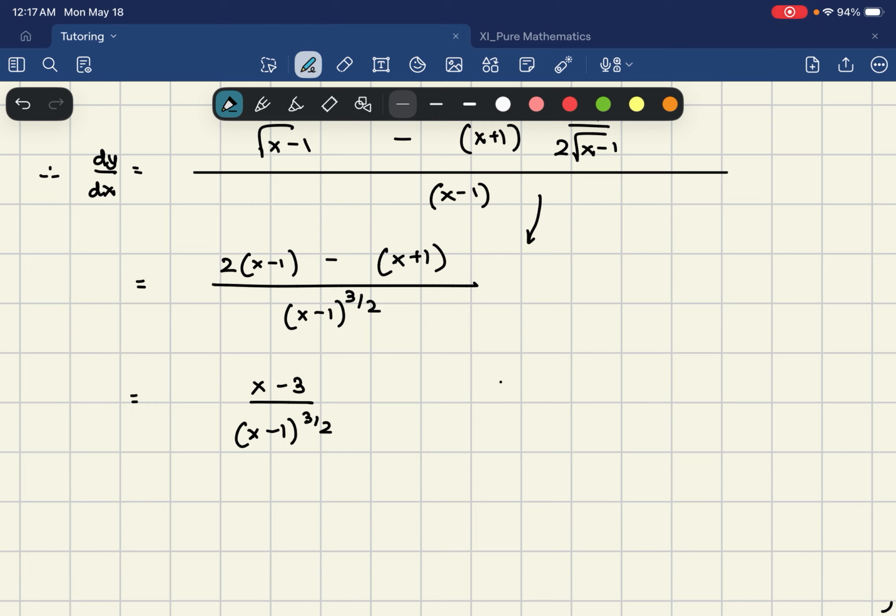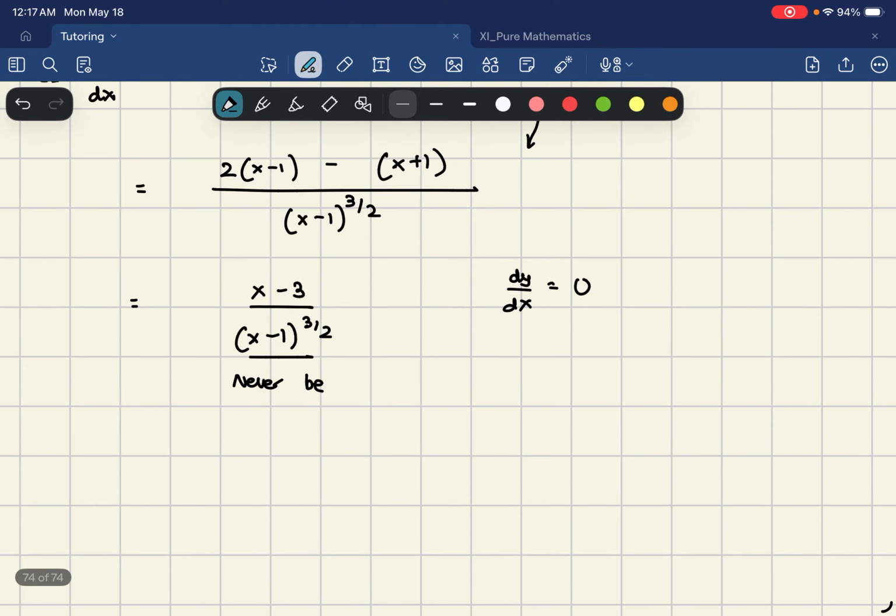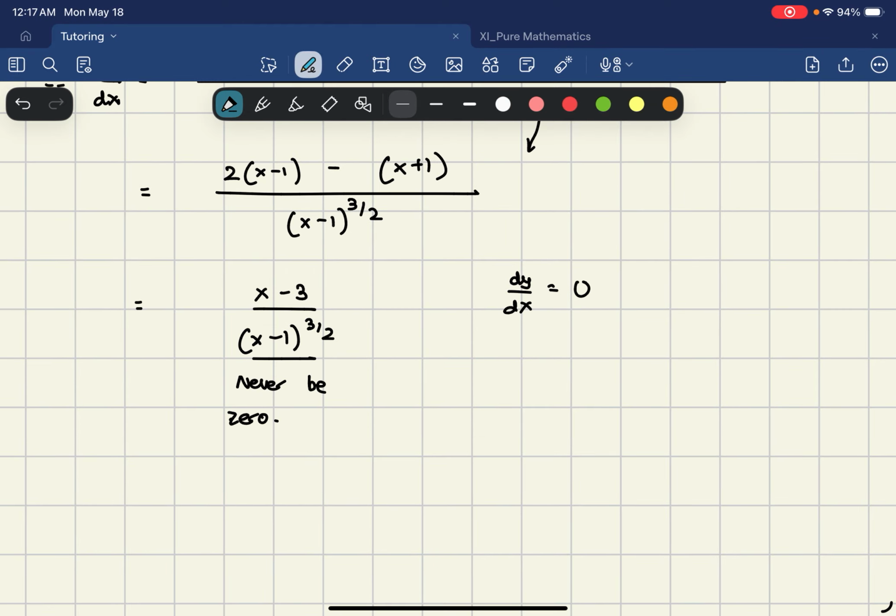So now, I need to solve for dy by dx equal to 0. My denominator can never be 0. So my numerator has to be 0. So x minus 3 has to be 0. So x has to be equal to 3. And that is your solution. And we are done with this topic.